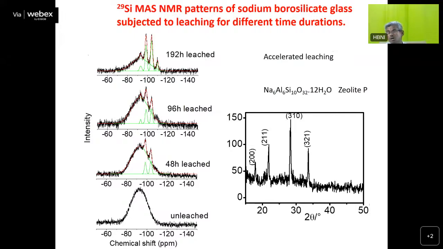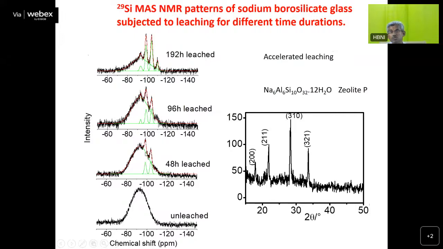So we want to know how it will happen after 50 years, or what will happen to the structure after 70 years, 75 years. So we have also taken the glass samples and subjected them to accelerated leaching conditions. We have put it in an autoclave, added a lot of alkali, added a lot of water, then subjected it to high pressure at a temperature of 200 degrees centigrade. So what happened under this condition? The glass is found to get decomposed. You see, the glass is getting destroyed.